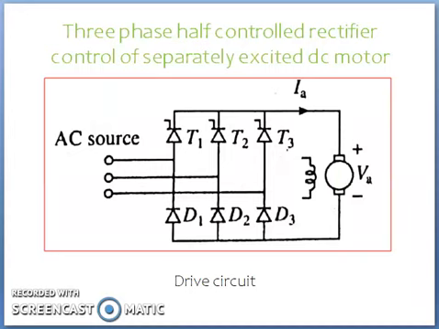This figure shows the drive circuit for the 3-phase half controlled rectifier control of a DC separately excited motor. For the rectifier circuit, you can see here that previously we used 6 thyristors. Now we have T1 D1, T2 D2, T3 D3, that is 3 thyristors and 3 diodes.